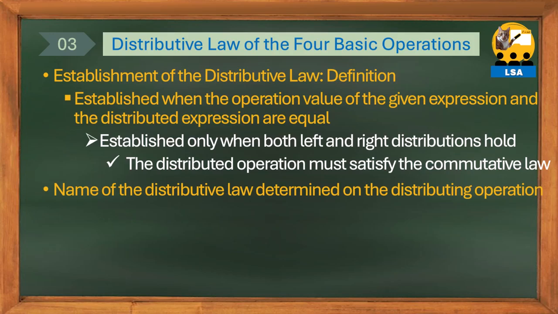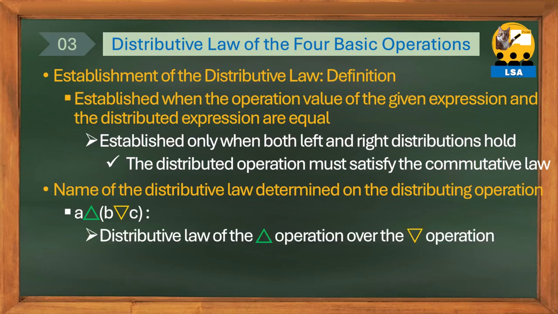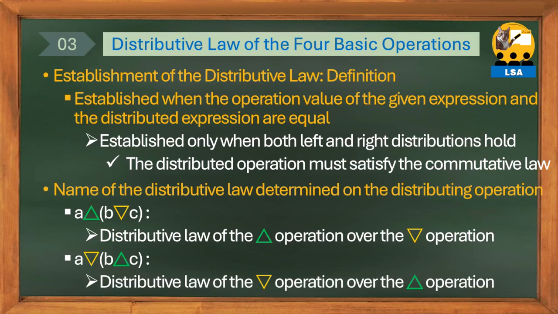Applying this to the operations given above, when the associative operation is the inverted triangle operation, and the distributive operation is the triangle operation, it becomes the distributive law of the triangle operation over the inverted triangle operation. When the associative operation is the triangle operation, and the distributive operation is the inverted triangle operation, it becomes the distributive law of the inverted triangle operation over the triangle operation.